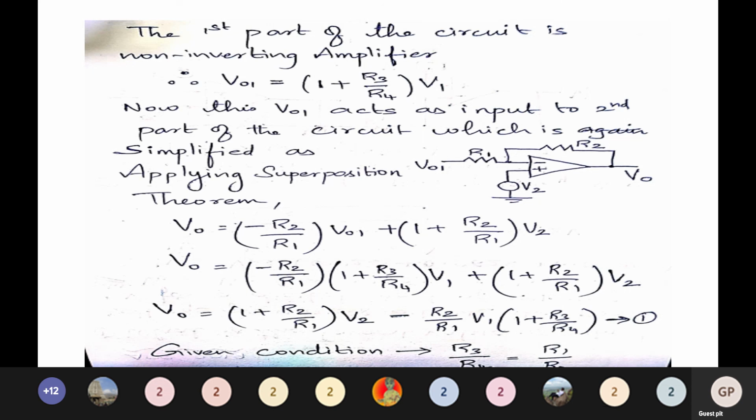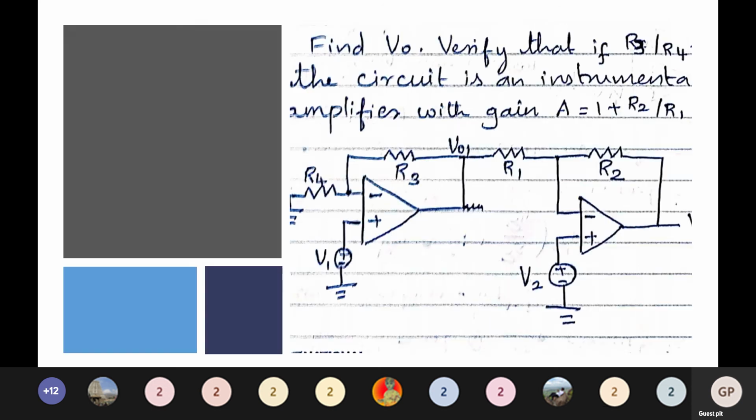The superposition theorem means the output due to the first input plus the output due to the second input. Let me try to simplify all these things, taking out common terms. Here we are going to make an assumption that R3 by R4 is equal to R1 by R2. Somehow in this PPT it got missed. R3 by R4 is equal to R1 by R2. Here it should be equal to R1 only.